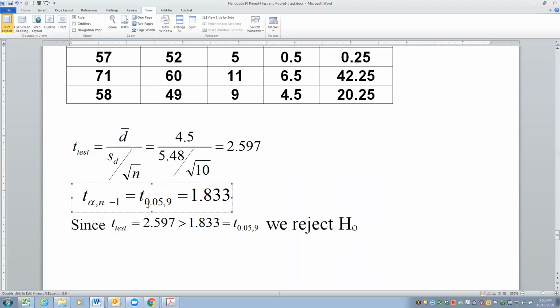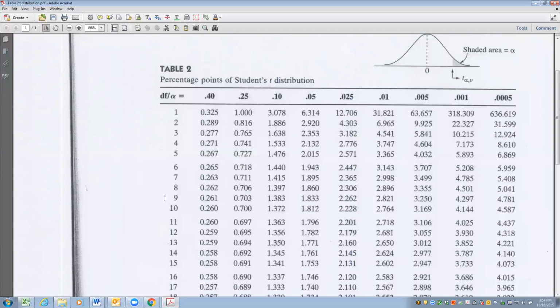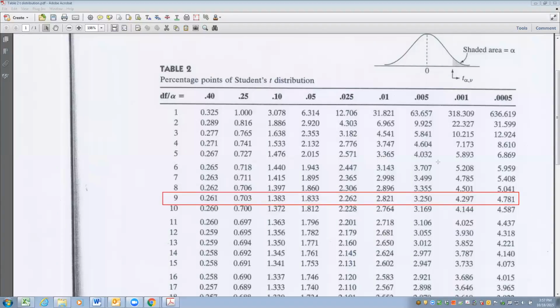I had a 5% level of significance. I had 10 observations, so that means I have 9 degrees of freedom. Remember, it's n minus 1. So to come up with a critical value, I would go to my table. I would look in the 9 row and the 0.05 column, because this was a one-sided test, and I see a critical value of 1.833. So I know if I exceed 1.833, I'm going to reject the null hypothesis.